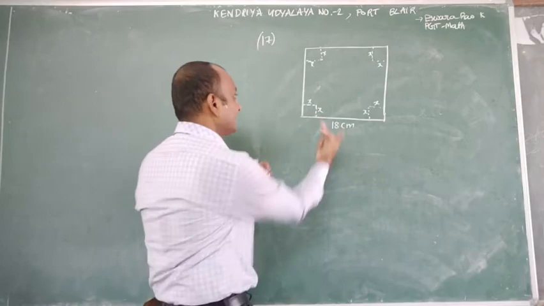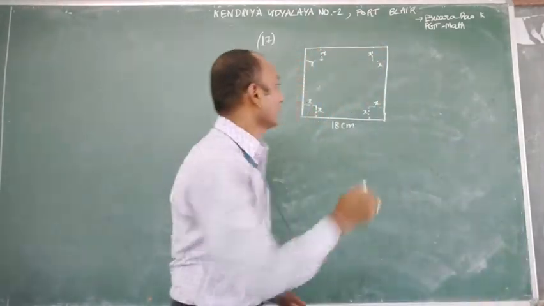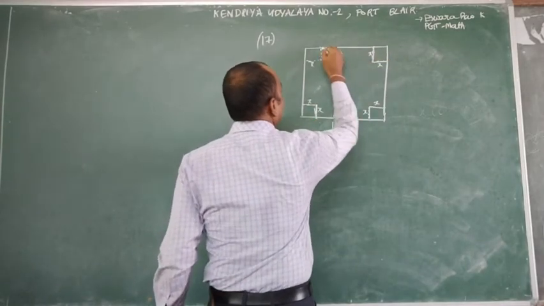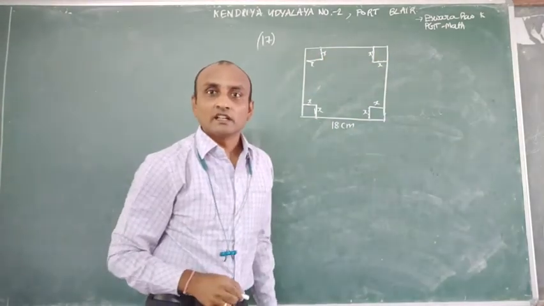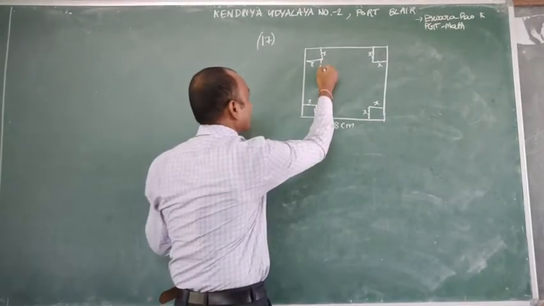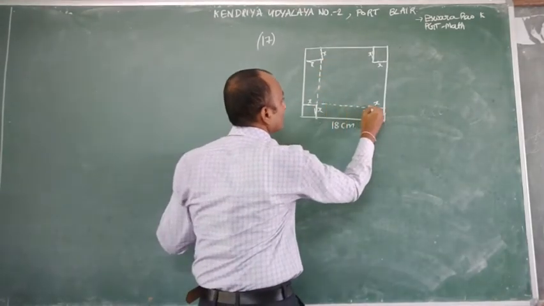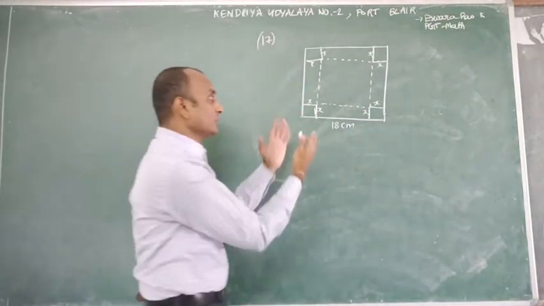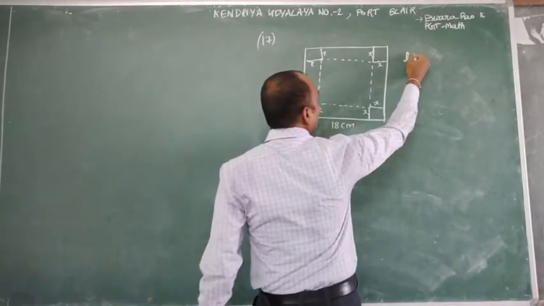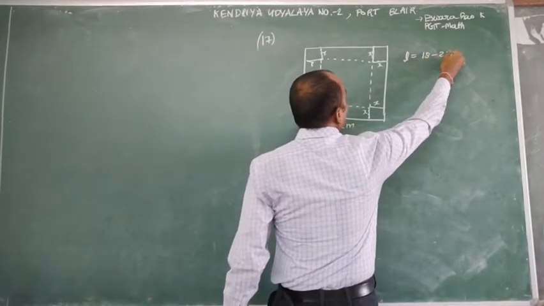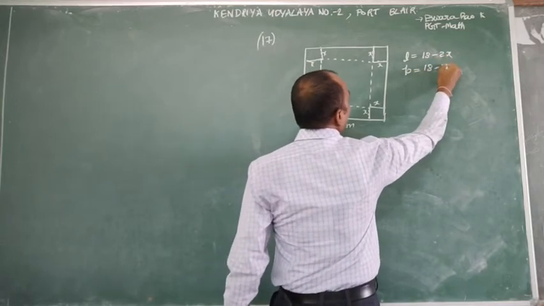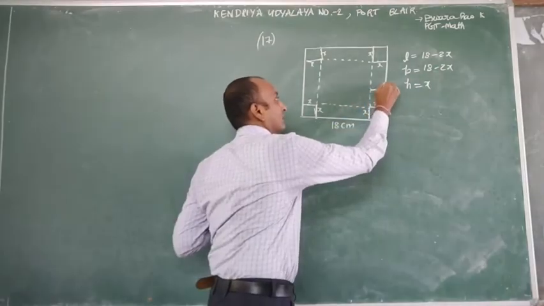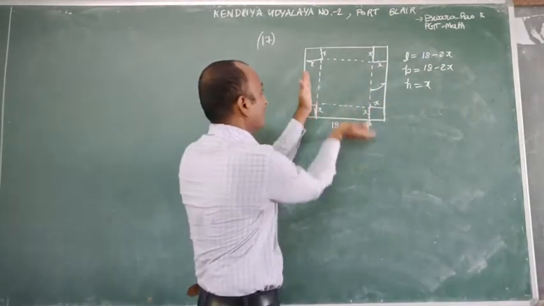And after scissoring out these four corners, you fold them like this. When you fold it, you get an open box whose length is equal to 18 minus 2x, whose breadth is equal to 18 minus 2x, whose height is equal to x. Because this flap is folded like this, then all four corners will join.